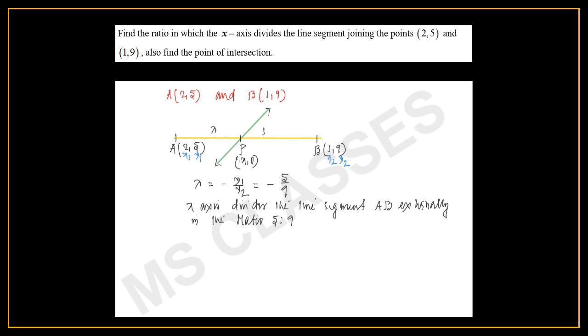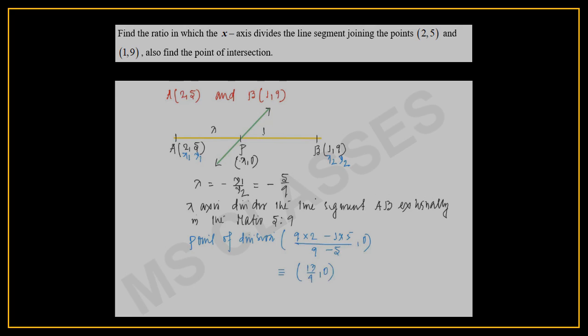Now, similarly, we can find the point of division also. So for the point of division, we get y2 into x1 minus x2 into y1 by y2 minus y1, comma 0. That's the point of division. And we get the point as 30 by 4, comma 0.